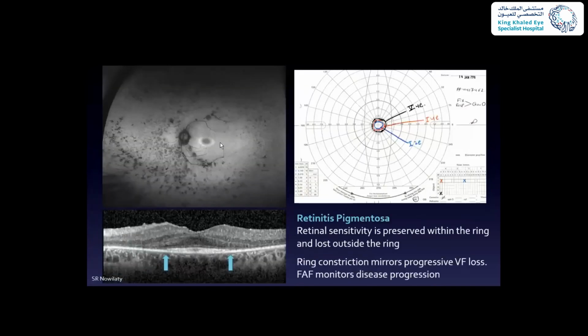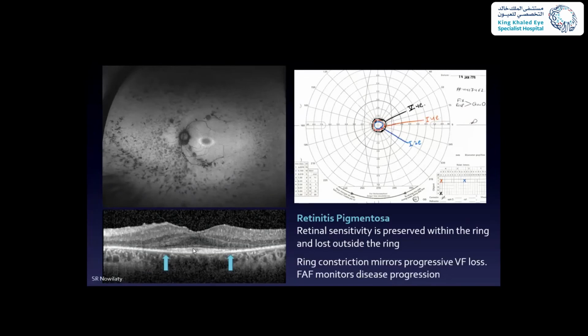Here's another case of retinitis pigmentosa with the autofluorescence showing the hyperautofluorescent ring with the tunnel field that's very restricted. And if you do an OCT, you see that under the fovea, you still have a nice outer retina. This could be compatible with 20/20 vision, but of course the visual function is very, very bad because the field is very small. So these people have tunnel fields.